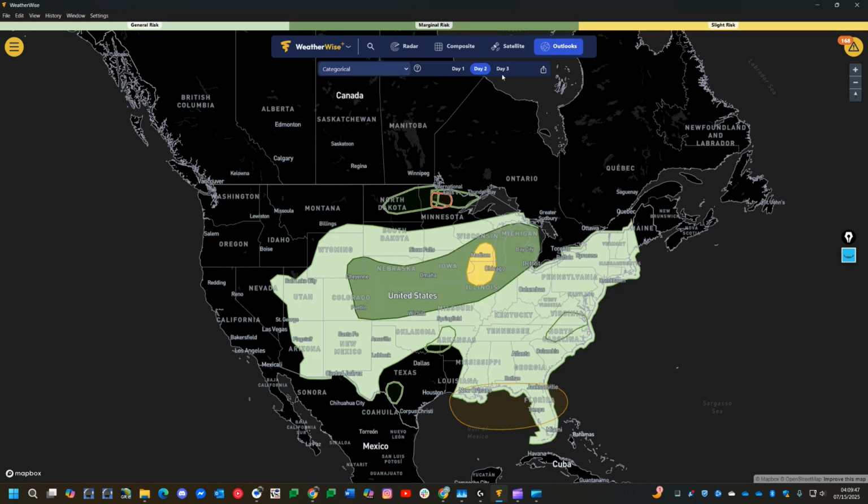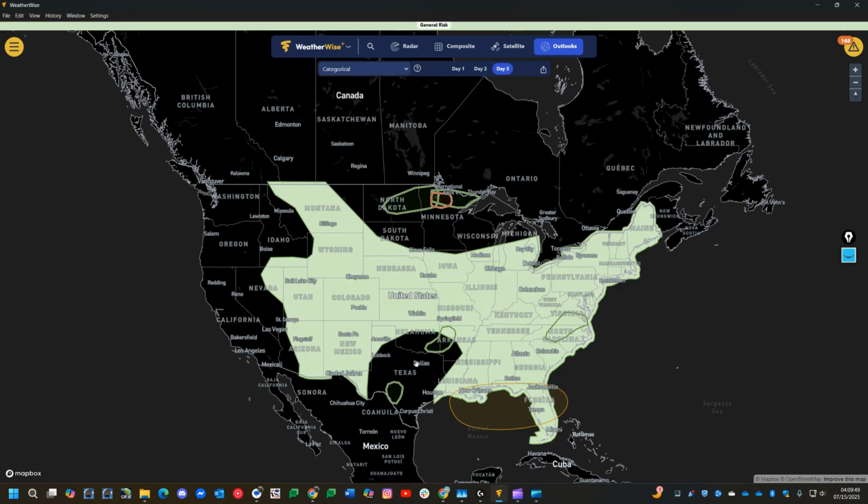So if we go to day 3, for the first time in a while, not any outlook for any severe weather, although along the Gulf Coast here, if such a system does develop, we could see a slight or marginal risk where it might come ashore.